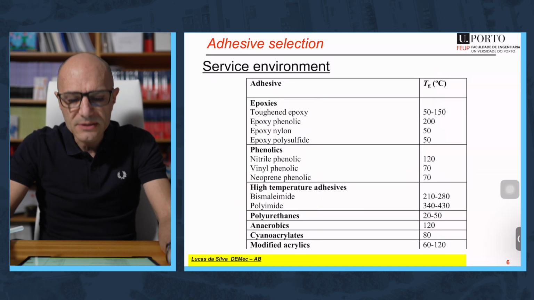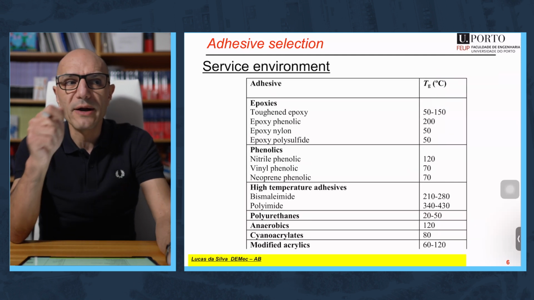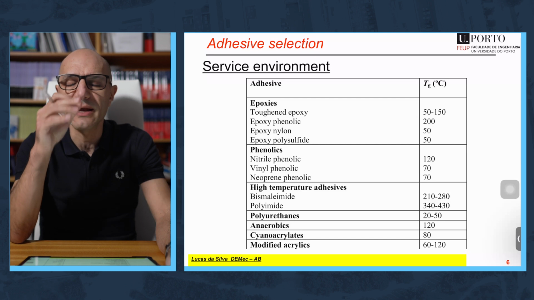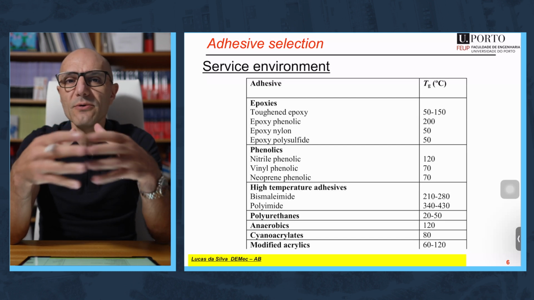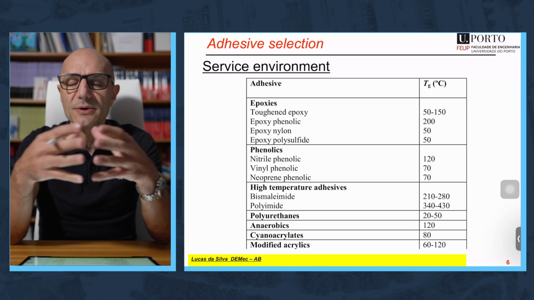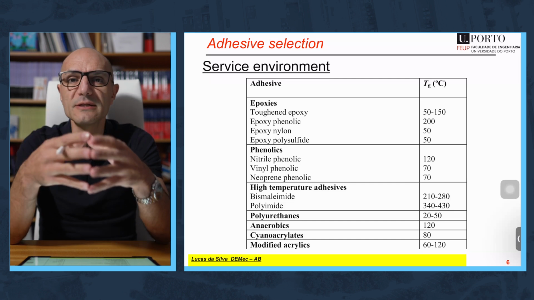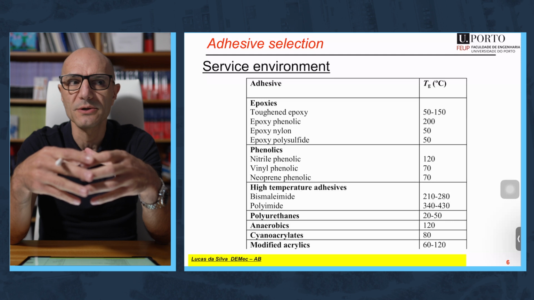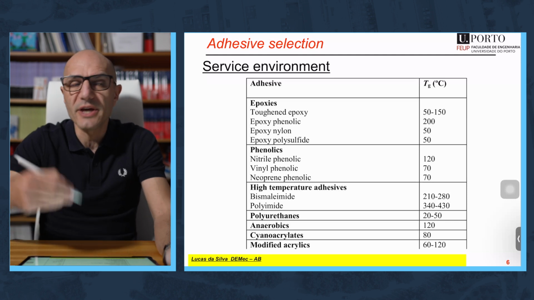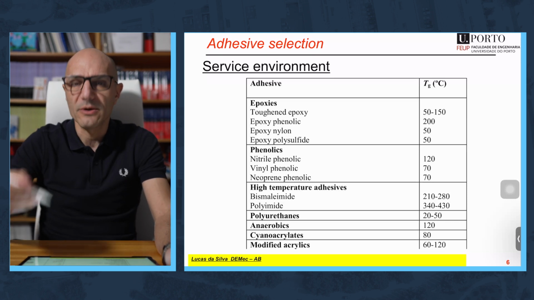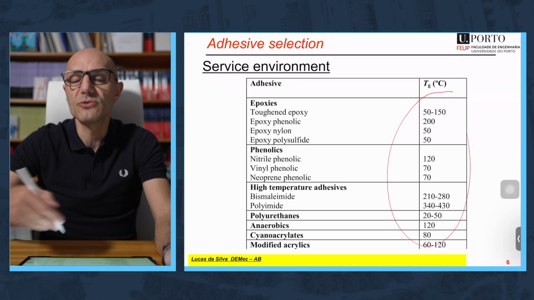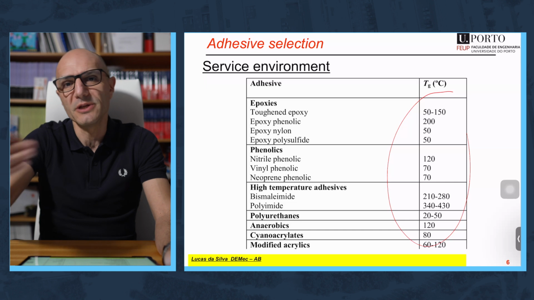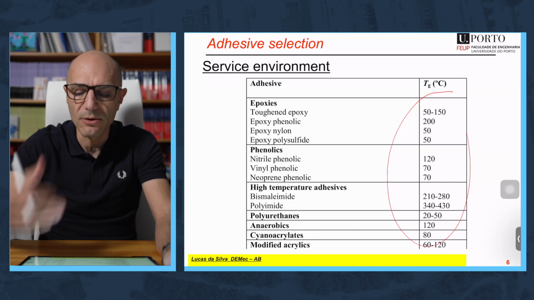For the service environment, you have one very important point to verify, which is the glass transition temperature. If you are talking about a structural application, an adhesive is only structural if it's used below the TG, below the glass transition temperature. Again, you don't check the TG for all adhesives. What you do is you go to the table or the data sheet of the adhesive and you check what is the TG, and you make sure that the adhesive will be used below the TG.